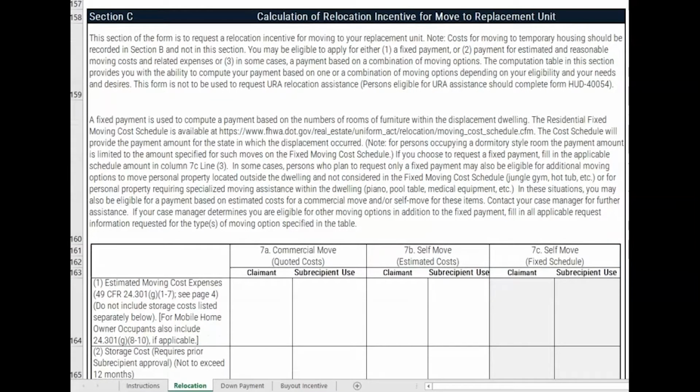Relocation Assistance Sheet, Section C. Section C of the Relocation Sheet is for applicants to request incentive assistance for their move into the permanent unit. Section C should be completed regardless of whether the applicant moved into a temporary unit or not. If the applicant moved into a temporary unit, in Section C they will input the cost to move from the temporary unit to the permanent unit. If the applicant did not move into a temporary unit first, they will request costs from their unit of displacement to their new permanent unit.